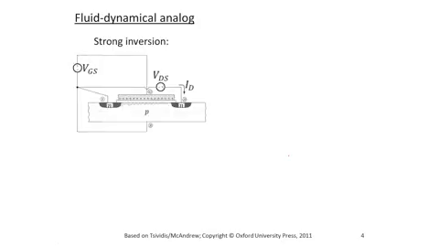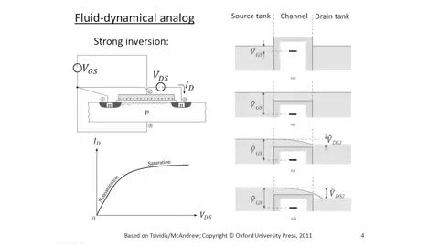Let me now give you an intuitive fluid dynamical analog for the operation of the MOS transistor. I start with strong inversion. Here is a repetition of the circuit you just saw on the previous slide. And here is the IV characteristic for a given value of VGS.